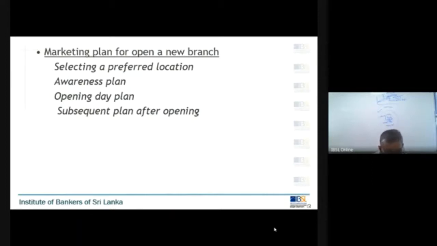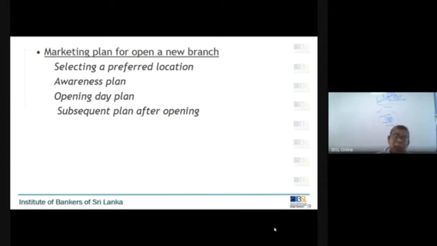Having put all these things together, also look at the density. What do we mean by density? Can you remember? We learned about density. Density means how many branches per 100,000 people. So all these factors you need to take into account when preparing your feasibility study. Then I'll tell you the legal requirement.